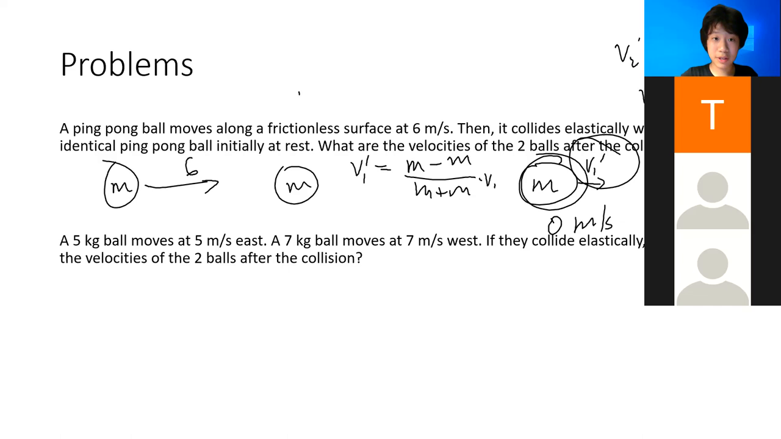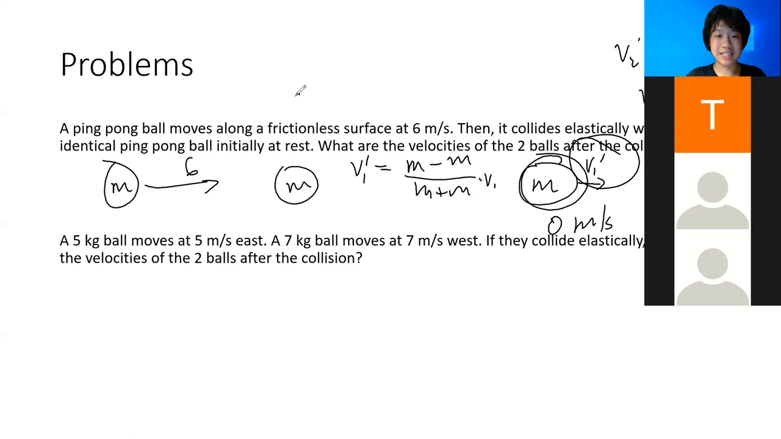So what do you know here? If two objects have the same mass and they collide elastically with one of them initially at rest, then the first ball will become at rest after the collision and the second ball will be moving at the initial velocity of the first ball. That's kind of a shortcut you would use if you ever see a similar problem again. Okay, so now for the second problem.